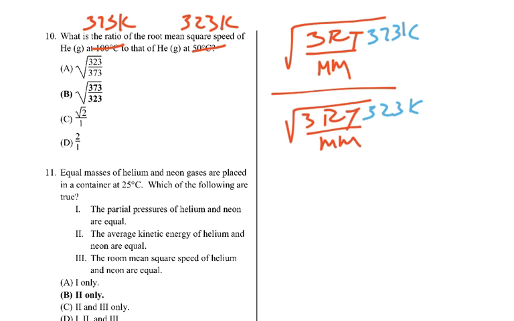And we can see what's going to happen. Everything else is going to cancel out because everything else is all the same. So we're just going to end up here with answer B, where it's going to be the square root of 373 over 323. And that's the answer. It's kind of a math problem.